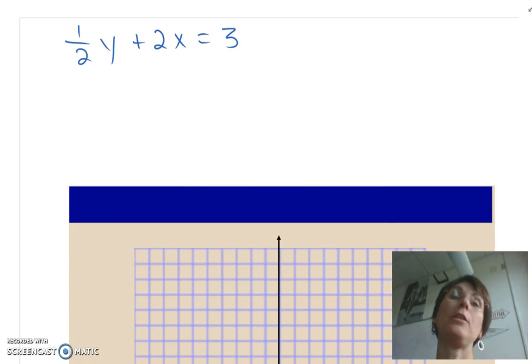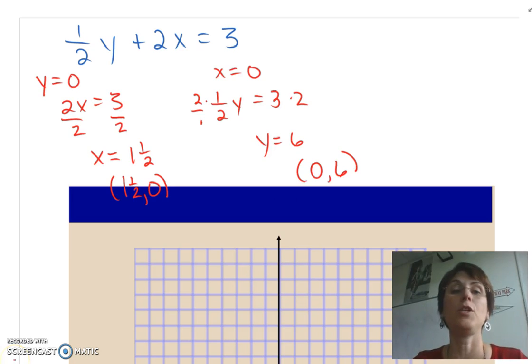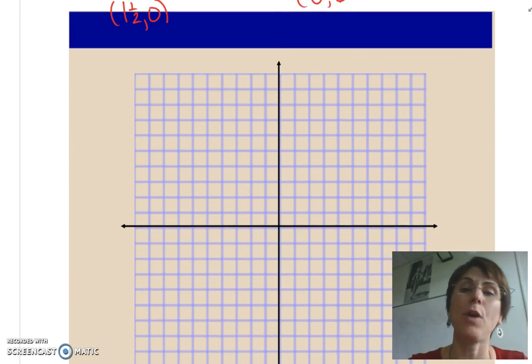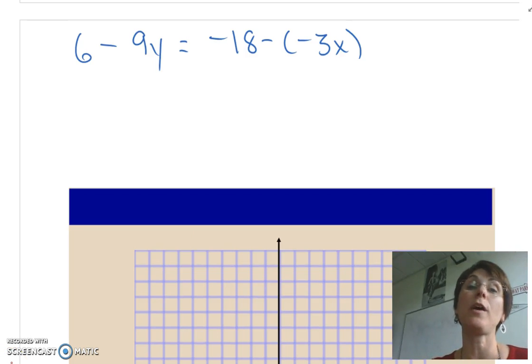So now we're going to be working a little bit with fractions. Sometimes when you get your x or y intercept, they could be fractions, and that's okay. So go ahead and find the x and y intercept for this. So you should have 1.5, 0 for your x-intercept and 0, 6 for your y-intercept. So let's go down to graph 1.5, 0. You're just going to go over 1.5, and then you know how to graph 6. Let's move on and try the next equation.